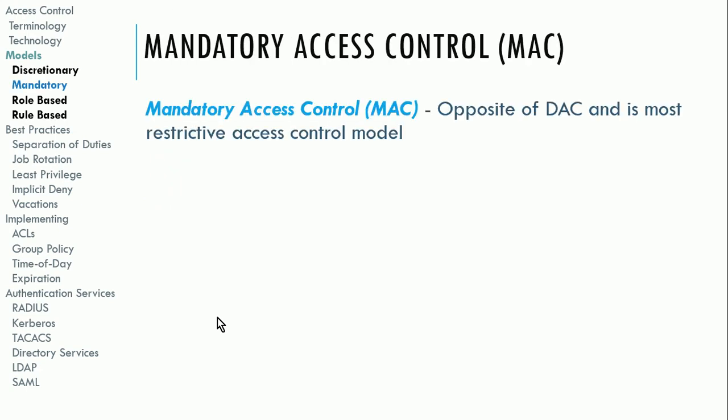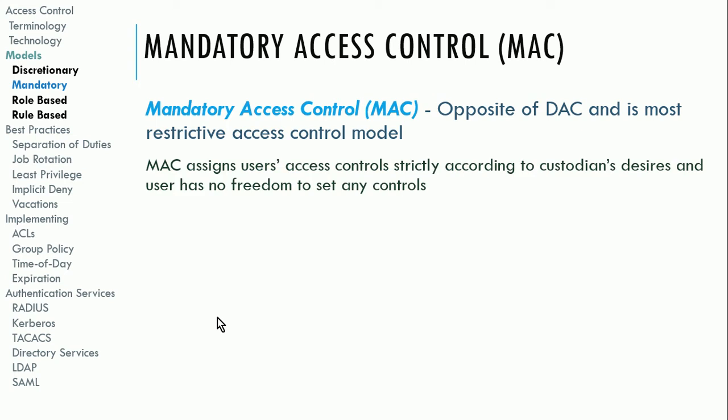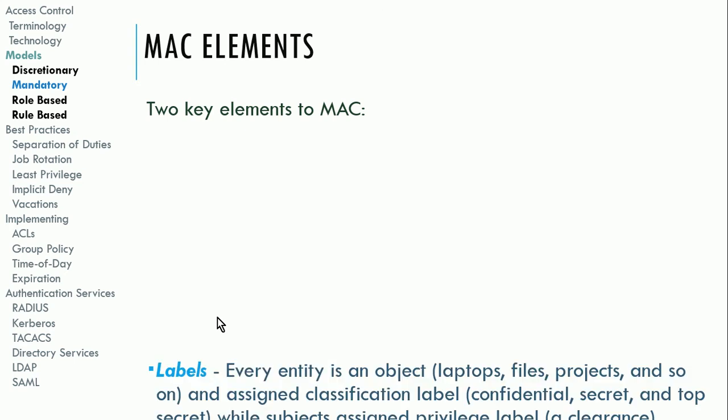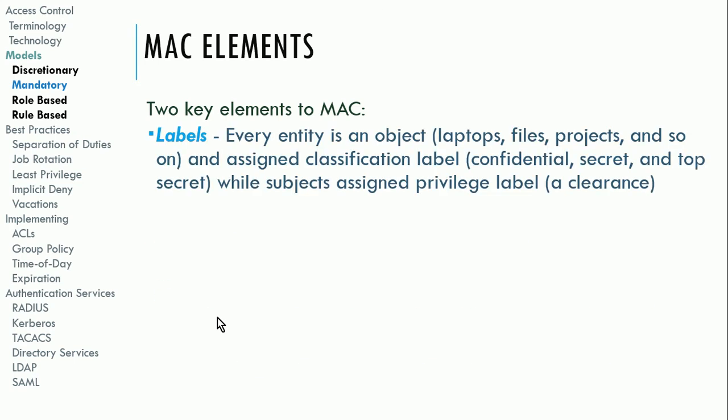Mandatory access control is much more difficult for us to implement, because we have to make all those decisions that I just talked about rather than the end user. So it's also the most restrictive. MAC assigns users access control strictly according to the custodian's desires, and the user has no freedom to set any of those controls. In other words, we as the custodian over the files, if you work in IT security, for example, make all the decisions as to who can access and do what, what actions are supported on particular files based on who the subject is. That decision cannot be made by anyone else. So only we can give access to those files when it's needed. So it's certainly a lot more work.